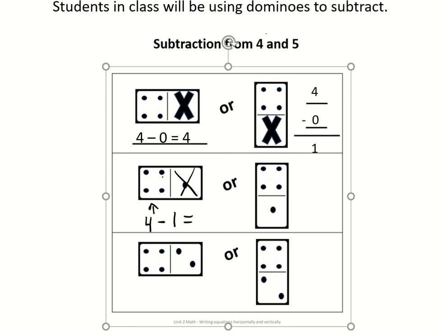But this next one is going to be the same thing, vertical subtraction. So you're going to start with 4, and you're going to take away 1, and that equals the one you can do in class.